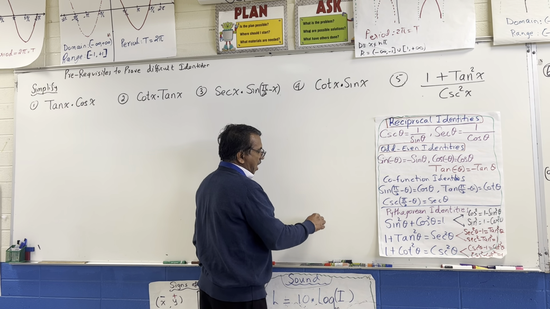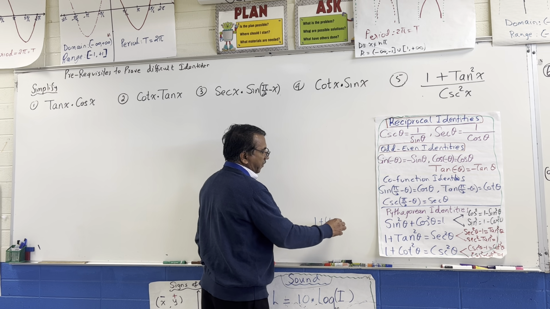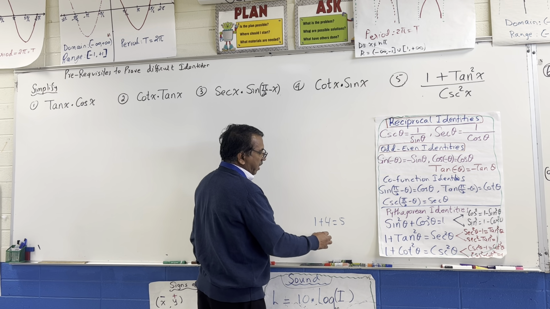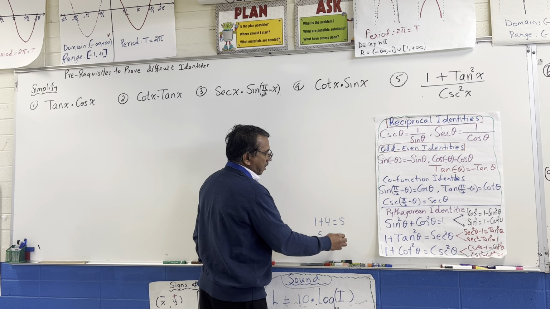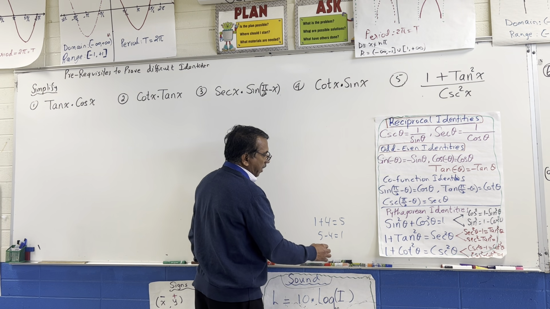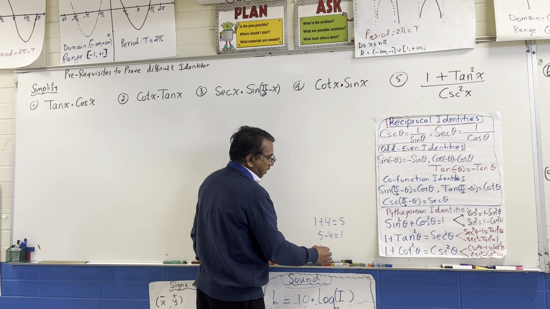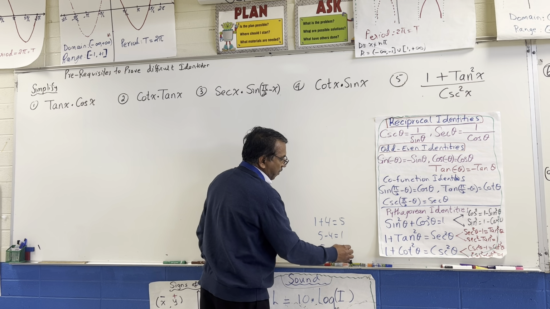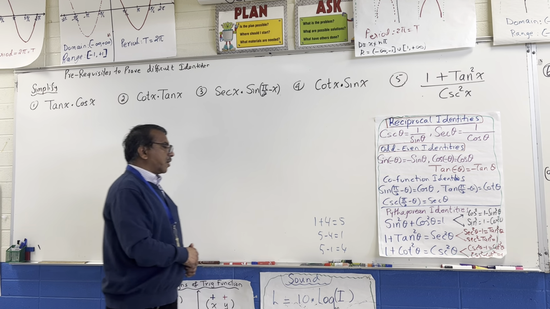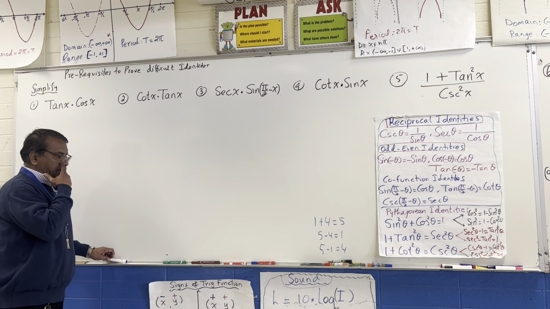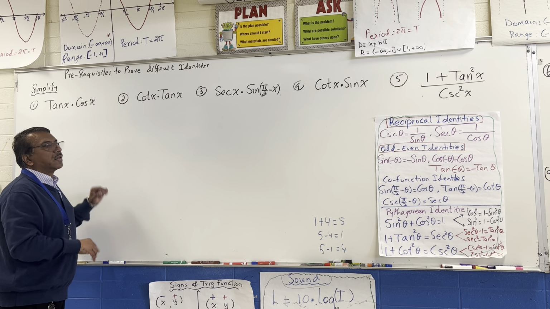Basically it means like this, 1 plus 4 is 5, right? So it's the same as writing 5 minus 4 is 1, or 5 minus 1 is 4. So it's the same extension of that idea. Okay, let's go directly and do this first one.